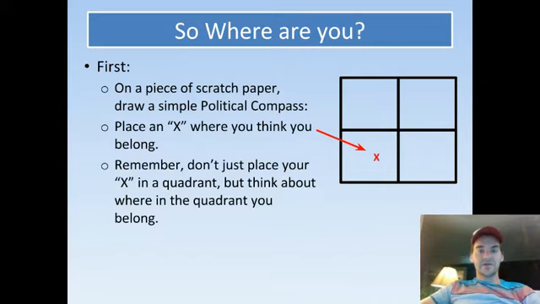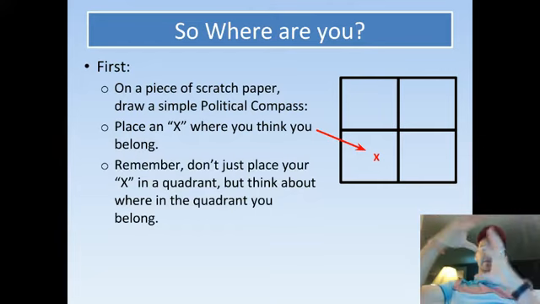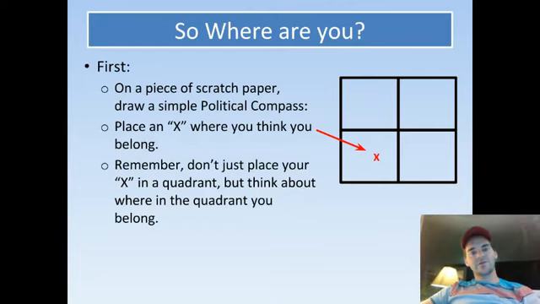Do you like the government to tell you what you can or cannot do? Are you authoritarian or are you libertarian? Do you want the government to tell you what you can or cannot buy, or what business you can or cannot run? Are you capitalist or are you socialist? And then mixing those together, you would think through which quadrant you belong in.